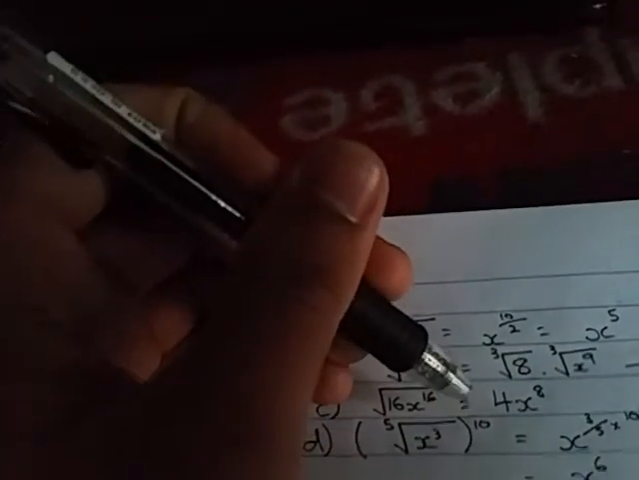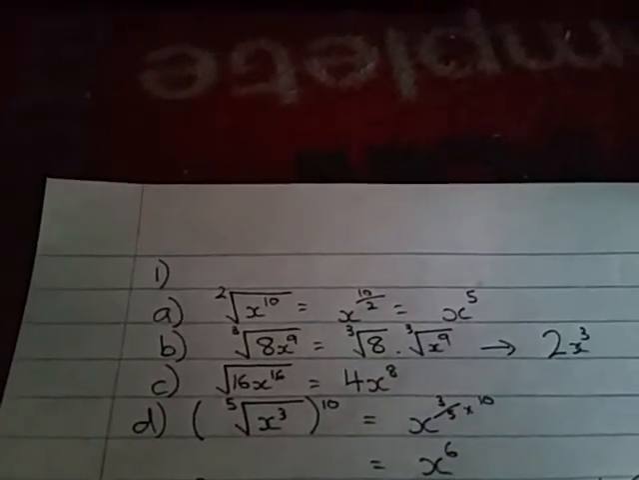Okay, x to the 3 over 5. And then if you remember the third law of exponents, when you have something raised by an exponent, you multiply them. So you're going to end up with x to the 3 over 5 times 10. 3 over 5 times 10 will give you a final answer of x to the 6. And then finally, we have the negative second root of x to the 6.